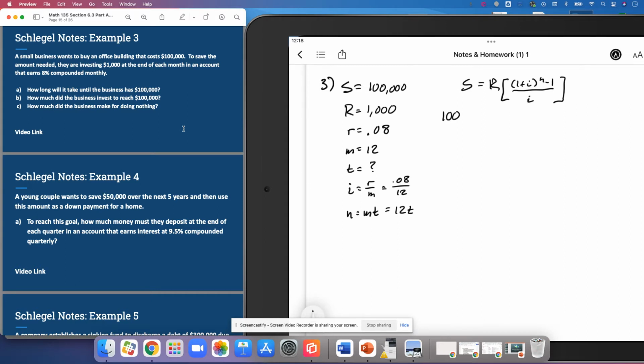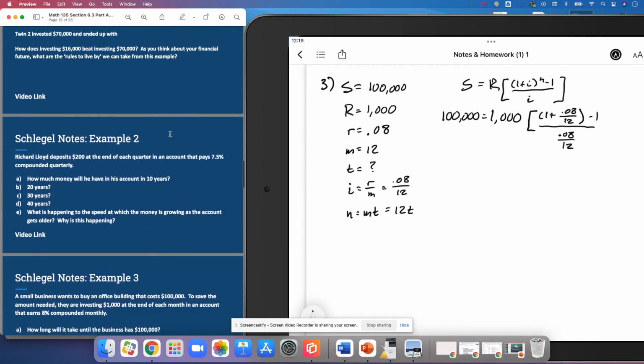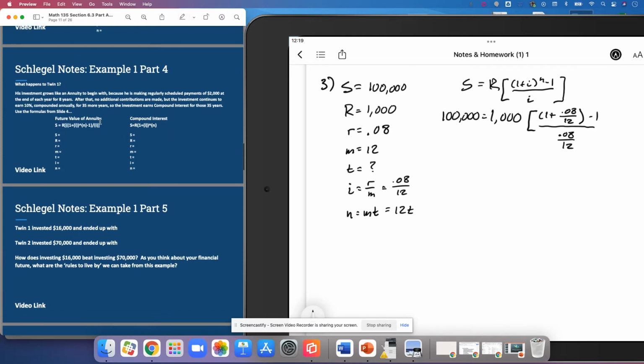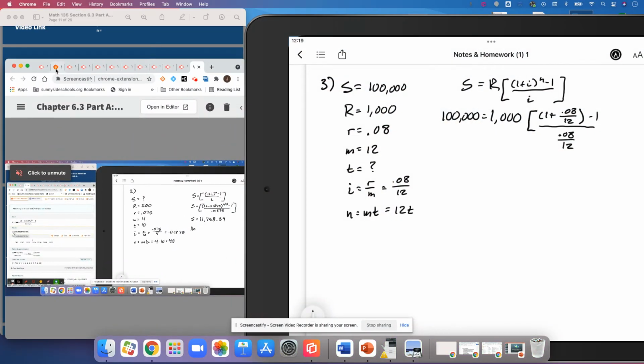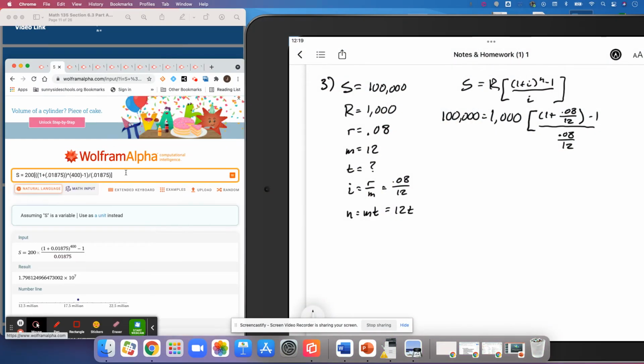We have 100,000 equals 1,000 times 1 plus I, which is 0.08 over 12, minus 1, over I, so again 0.08 over 12. I do highly recommend that everyone just copy the formulas from here and put them in Wolfram, because the number of parentheses and things involved is extremely tricky, and it's easy to make a typo and make everything just not work.